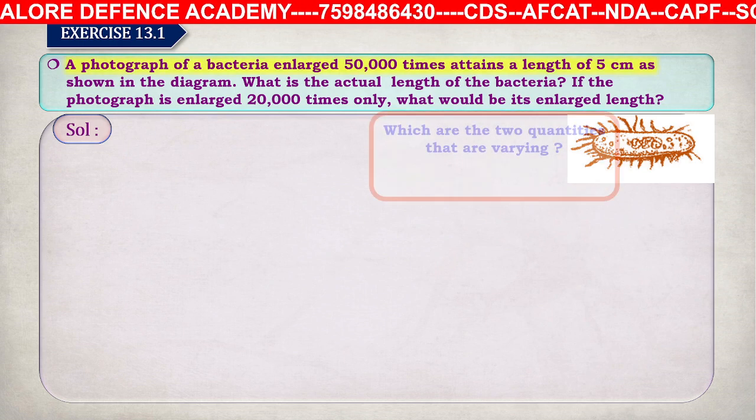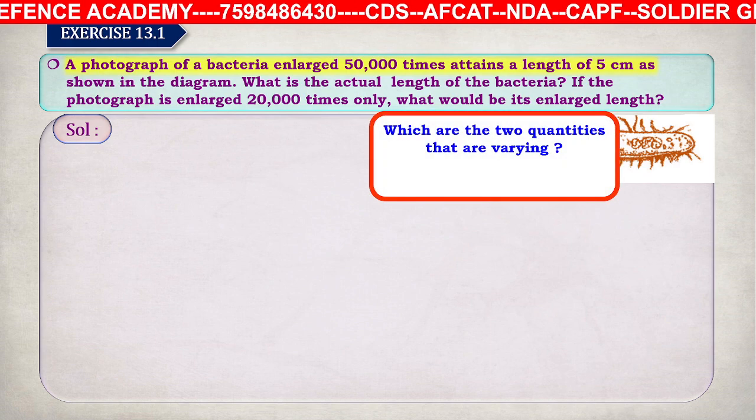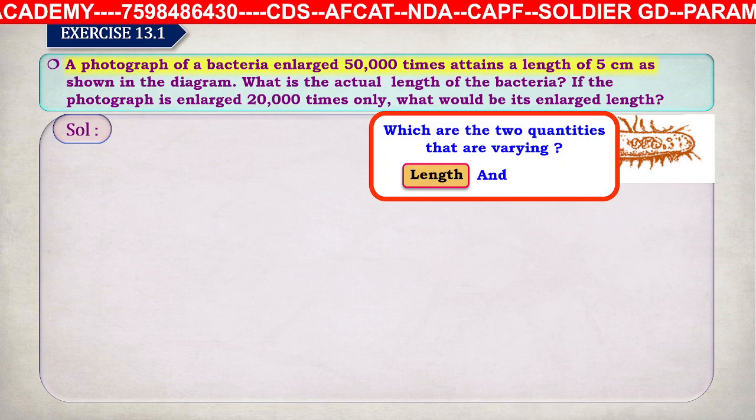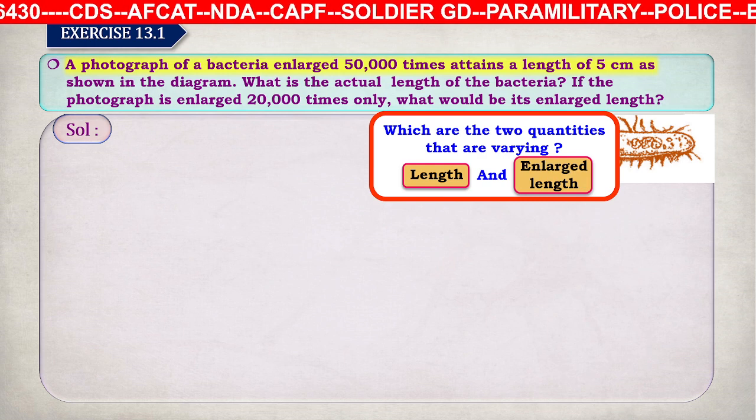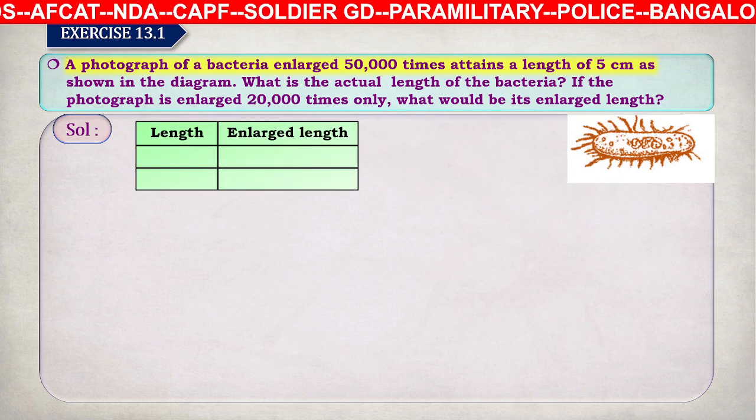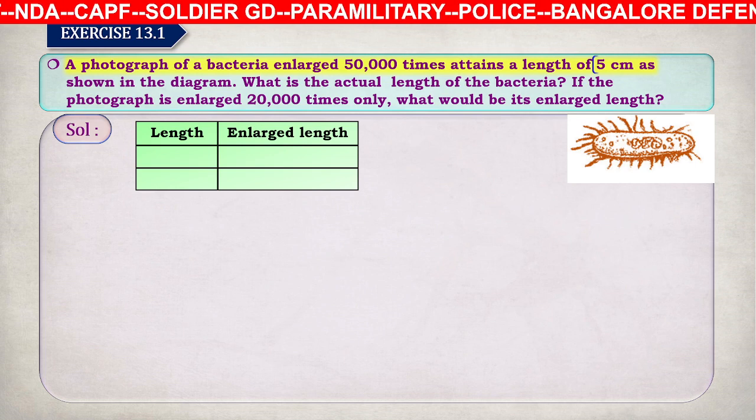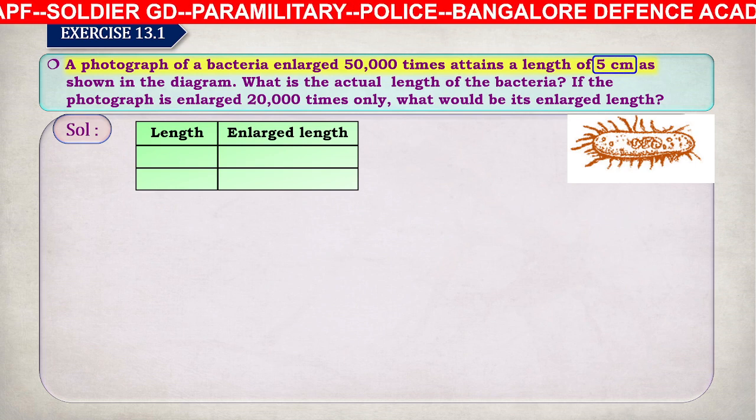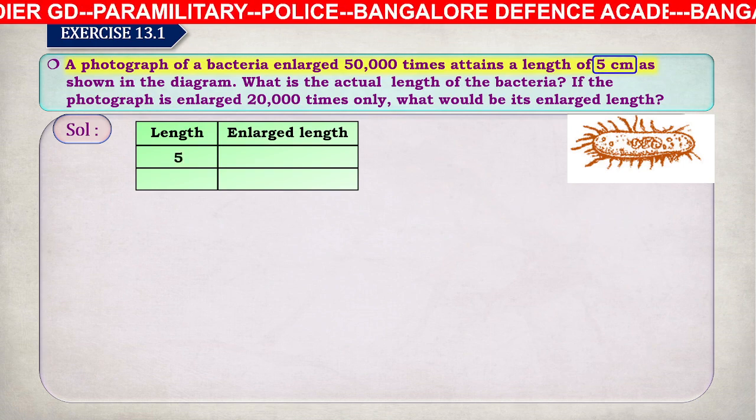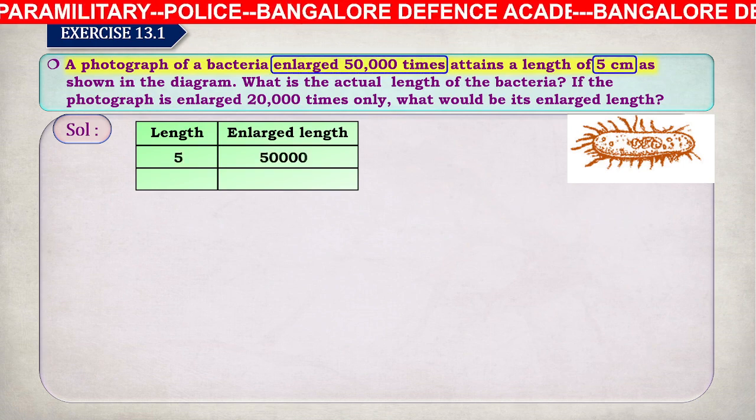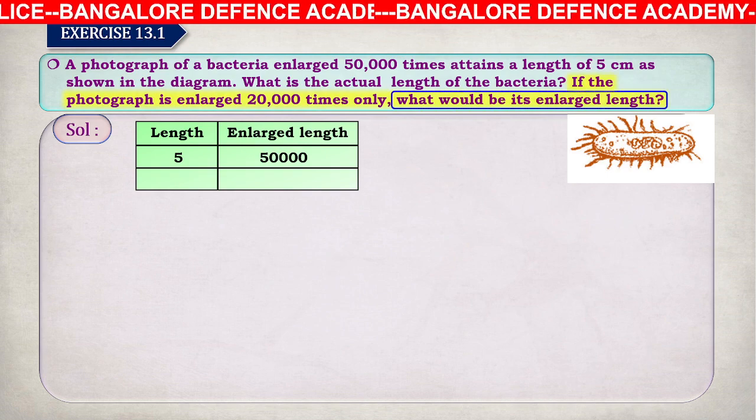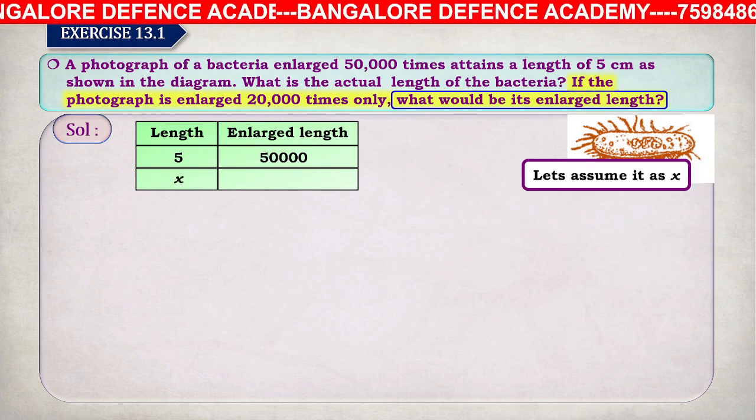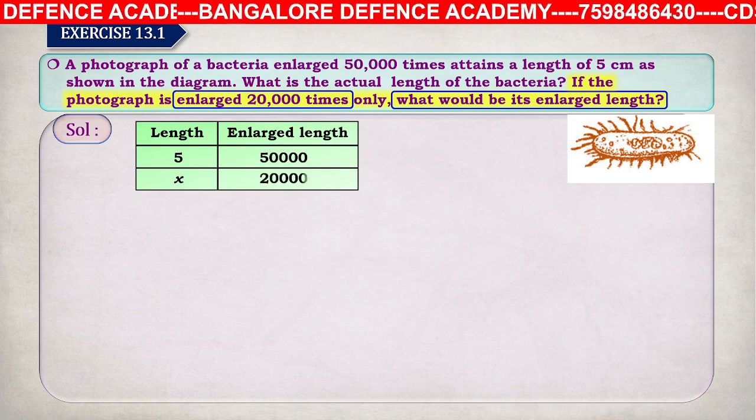So now here there are two quantities which I am going to compare. That is the length and the enlarged length. So these two quantities I am going to compare, length and the enlarged length. So I am going to make a column. This is the length and the enlarged length. So the original length is here 5 centimeter given in the question. Enlarged length is 50,000 times. Now here the second enlarged length is 20,000 times, and I have to find the original length. So for 20,000 it is how much?